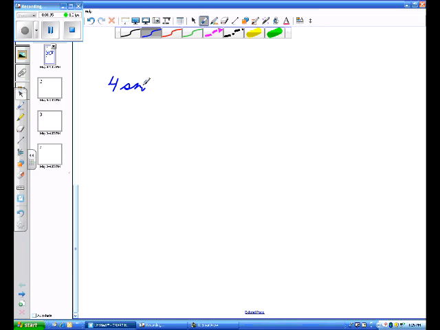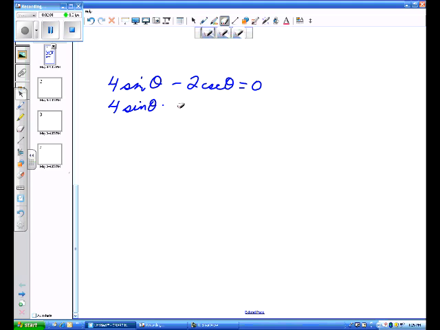four sine theta minus 2 cosecant theta equals 0. Okay, we've got two different functions. We need to have just one function to be able to solve unless we could factor out a common function, which we don't have here. So we know that cosecant is 1 over sine. So this would be 2 over sine theta equals 0.